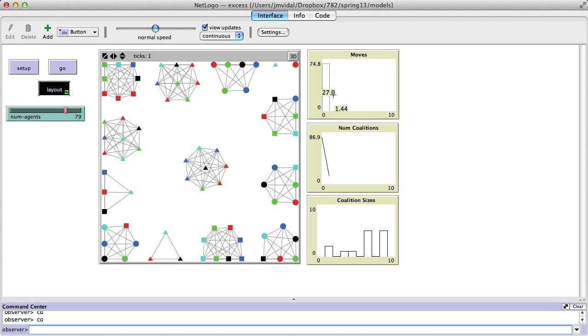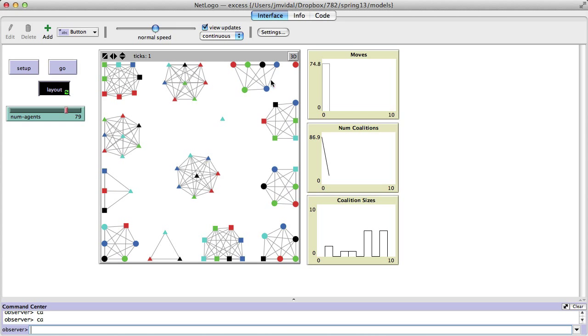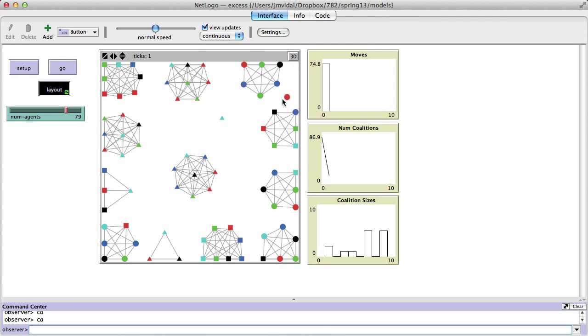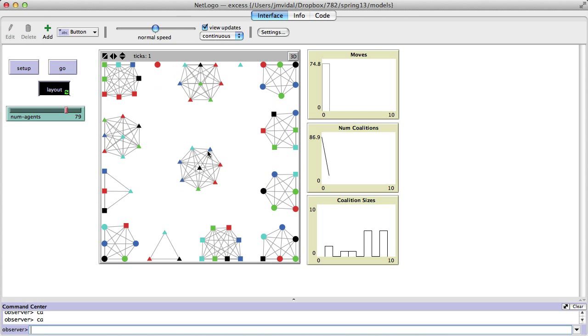This shows you how many moves there are. This shows you how many coalitions. That goes from 79 initially down to, we're at 10, I think. And you can see we have this coalition here of just one guy, and this other one over here, just one guy. So we have two individual coalitions and this triangle here.